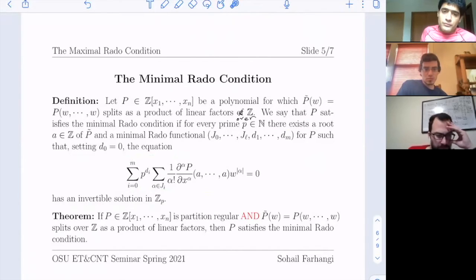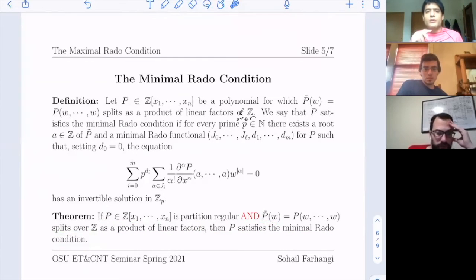Of course, before we process this, the purpose of this definition is to get this theorem. If a polynomial is partition regular and this p tilde splits over Z as a product of linear factors, then p satisfies the minimal Rado condition.